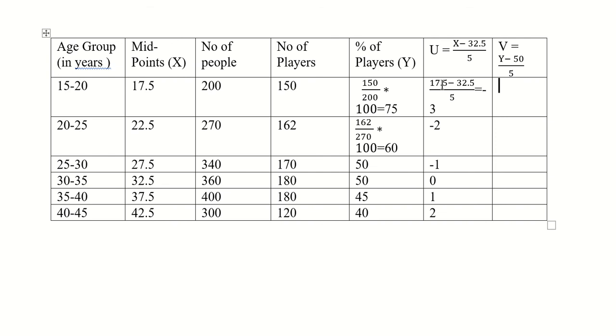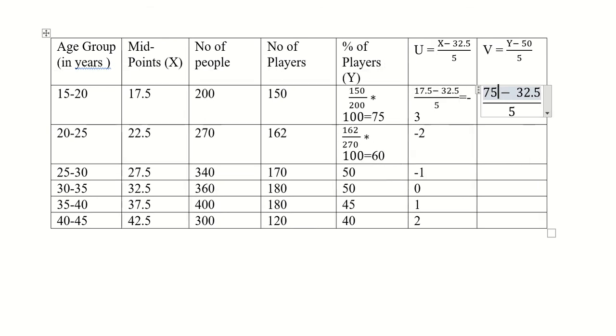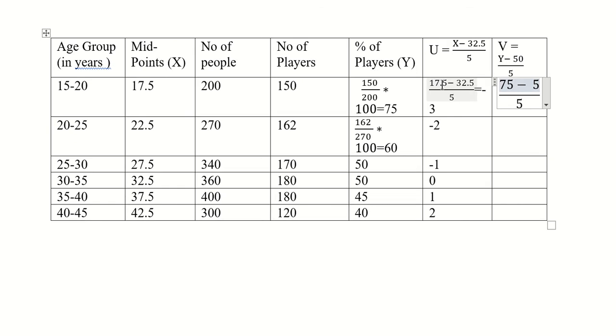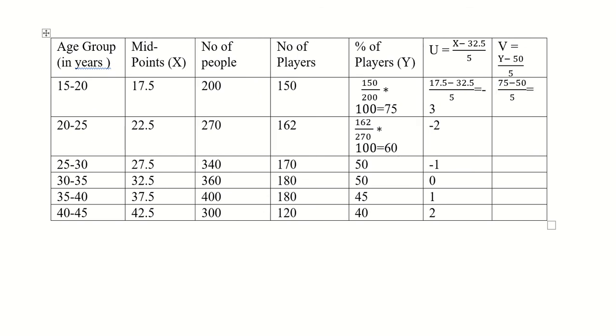And similarly, we have calculated v here. To calculate v, what we will do is take y. So y we have is 75. 75 minus 50, divided by 5. So this is 25 by 5, and 25 by 5 is 5. So this is 5. And similarly, we'll calculate the rest of the values here. So this is 5, then 2, then we have 0, again 0, minus 1 and minus 2.